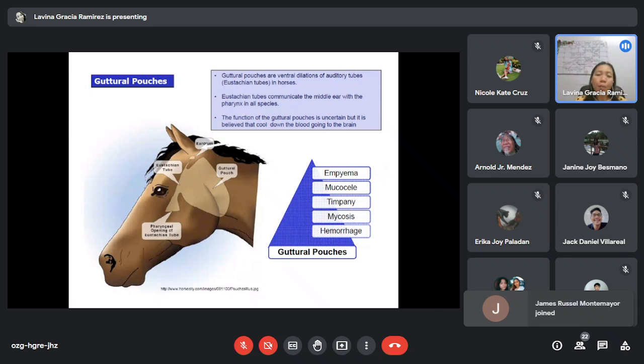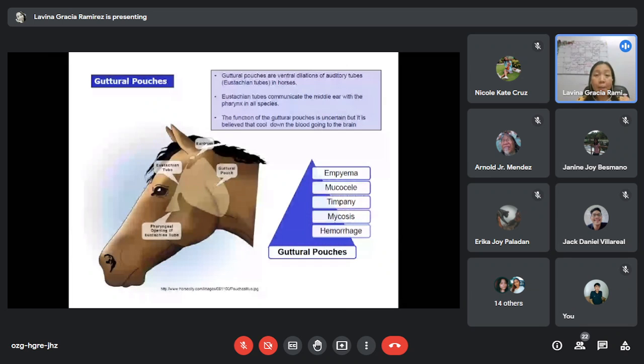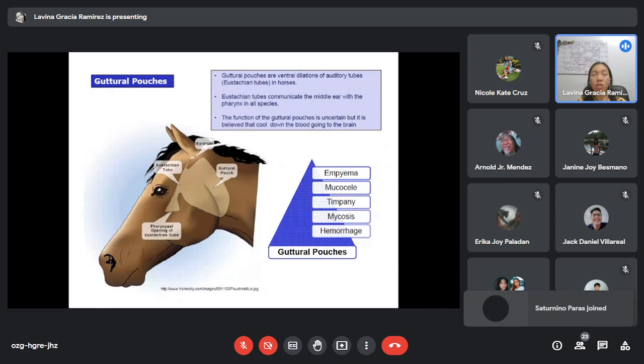Okay, so the possible infections or the possible conditions may involve too is empyema or succumb to empyema, mucocele. Okay, yung mucocele is collections. Okay, there's excessive collections of mucus productions yun or produce. Tympany because the eardrum or the ear part, the middle ear can be affected as otitis part. Okay, tympany, mycosis. Mycosis is a systemic condition caused by fungal infections, and hemorrhage.